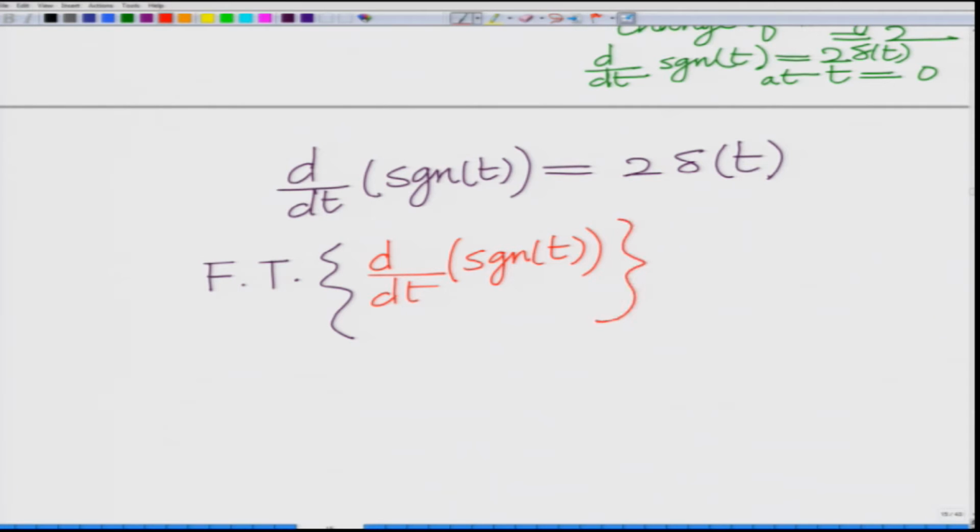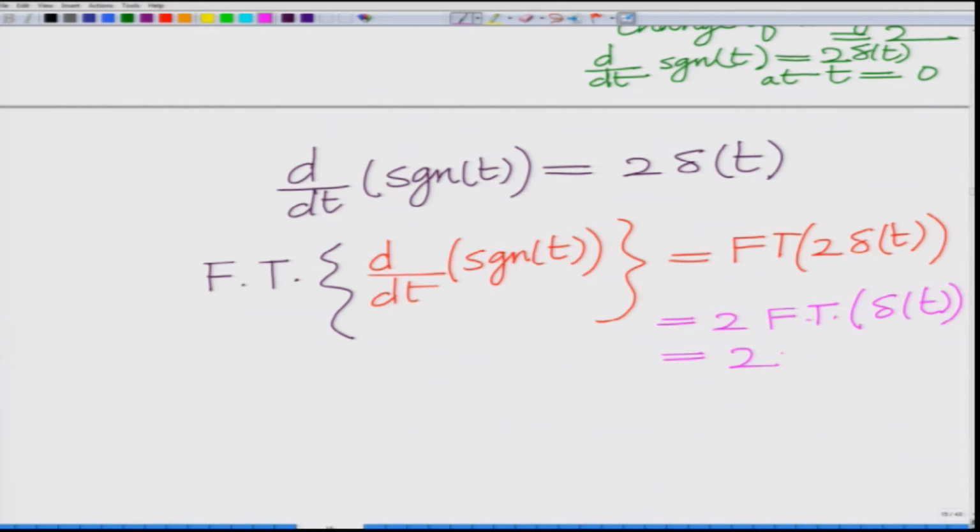Therefore, the Fourier transform of d by dt sin t equals the Fourier transform of 2 delta t. But the Fourier transform of 2 delta t is simply 2, because that is twice the Fourier transform of delta t, which is equal to 2. Right, the Fourier transform of delta t is simply 1 over the entire frequency domain.